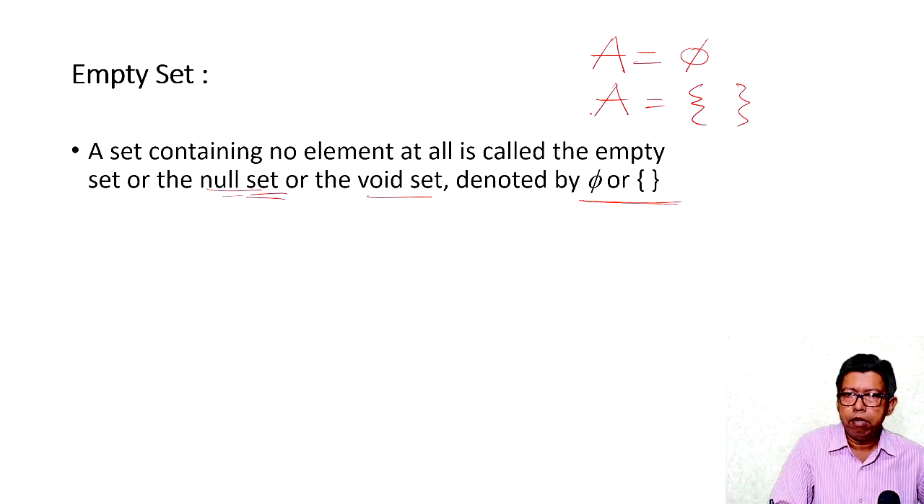Okay, the number of elements in the set A is 0, and it is termed as the cardinality of the set A. Okay, and the cardinality of A is equal to 0.